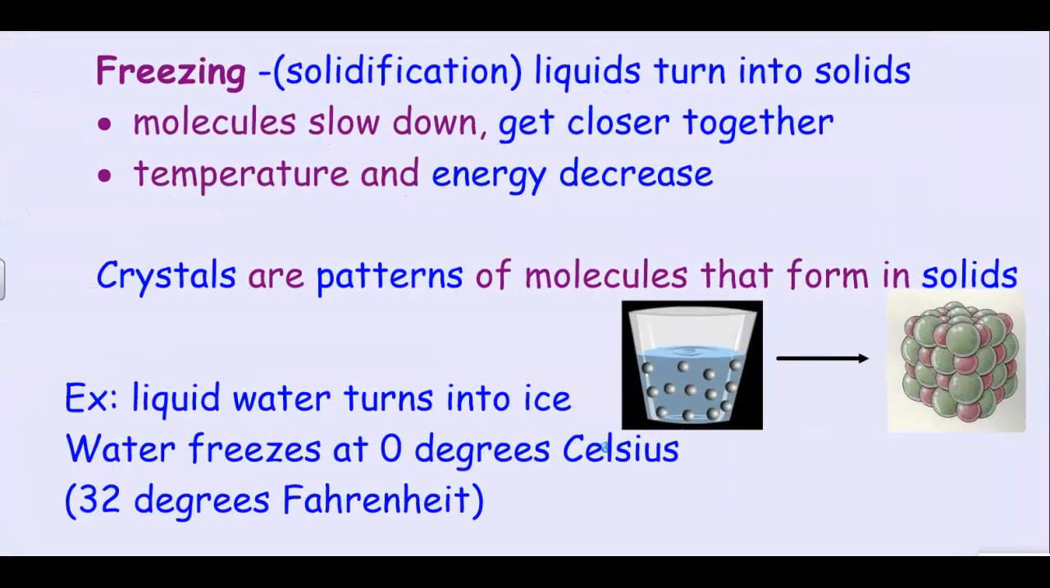Freezing. Let's take a liquid and turn it to a solid. Freezing is often called solidification. Liquids turn into solids because the molecules slow down enough to get close together as the energy or temperature decreases. Crystals often form, which are patterns of molecules that form in solids. If you've ever seen a snowflake, you know what I'm talking about. Liquid water will turn to ice at 0 degrees Celsius, also known as 32 degrees Fahrenheit.